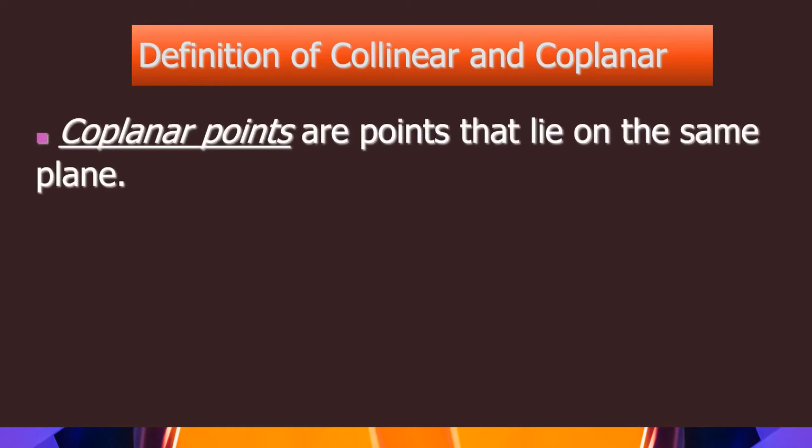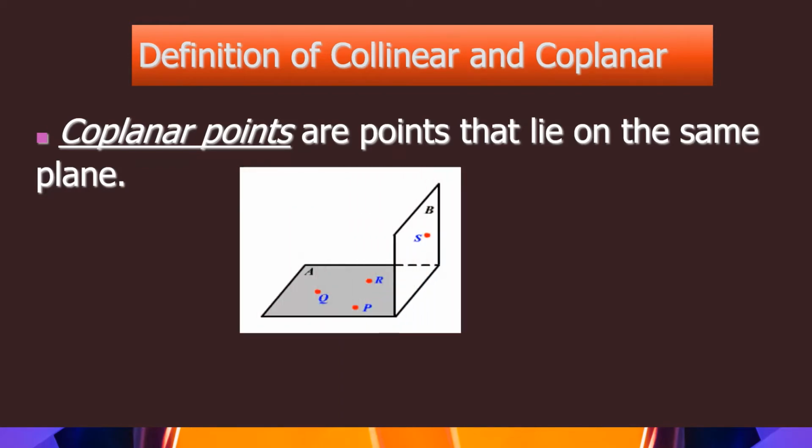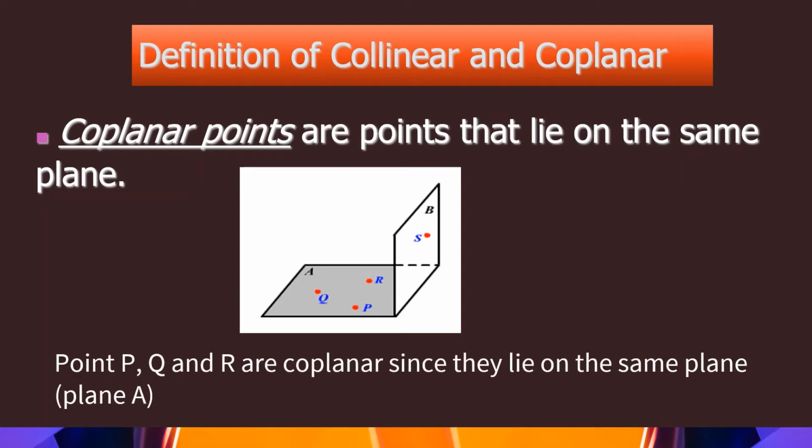Ano naman ang coplanar points? Coplanar points are points that lie on the same plane. Nandun naman sa iisang plane. So let's say we have this. On plane A, points P, Q, and R are coplanar since they lie on the same plane, which is plane A.